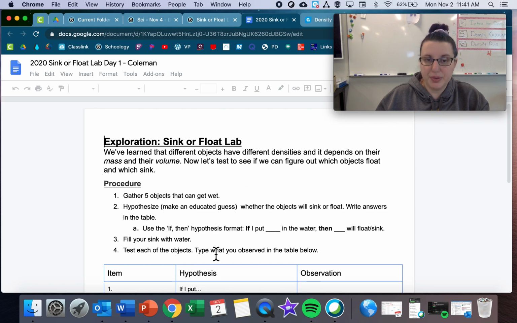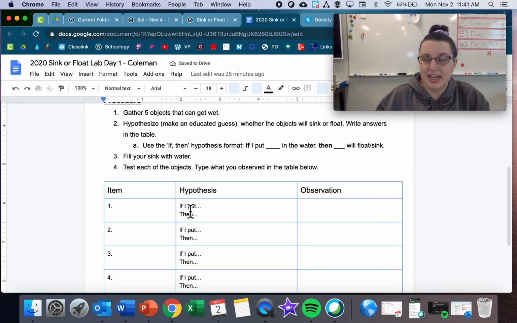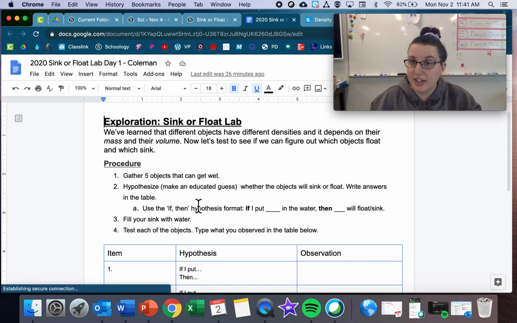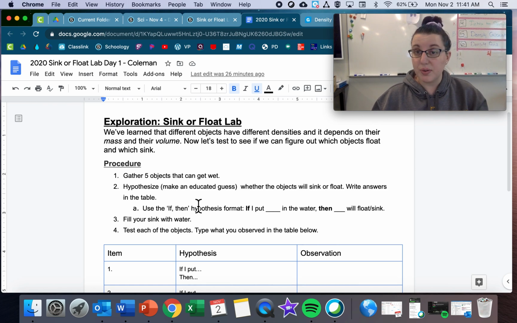And so you're going to read through this. You're going to test 5 objects to see if they sink or float. So obviously, pick objects that can be put in the water. So you're going to be like filling up a sink or a bathtub or glass of water, a bowl of water, something that you can store water in. Only put things in the water that can go in the water. Please don't try your Chromebook. That would end up very badly for everyone.